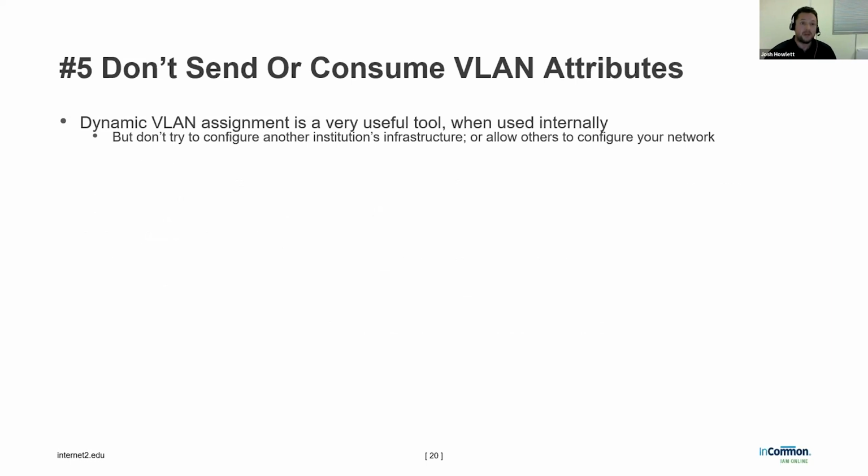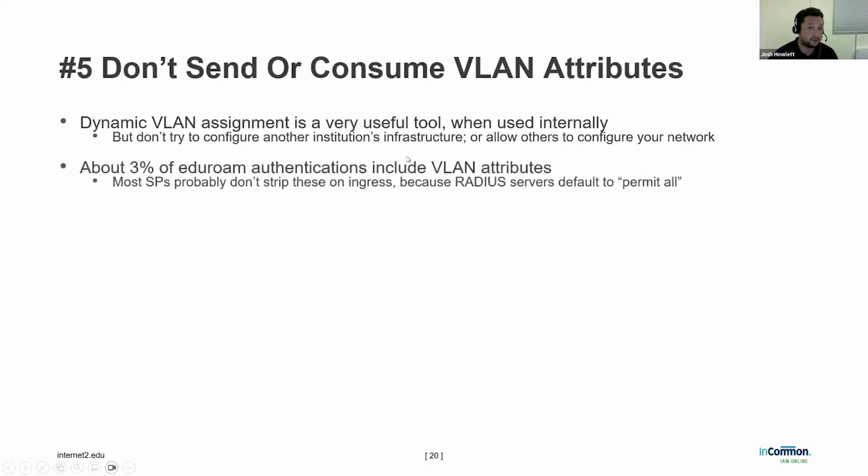So, number 5, don't send or consume VLAN attributes. Dynamic VLAN assignment is an incredibly useful tool. Many campuses use it today, but it does have its weaknesses when used in an eduroam context. And the key thing is don't try and use dynamic VLAN assignment to configure another institution's infrastructure or allow another institution to configure your own network by using these attributes.